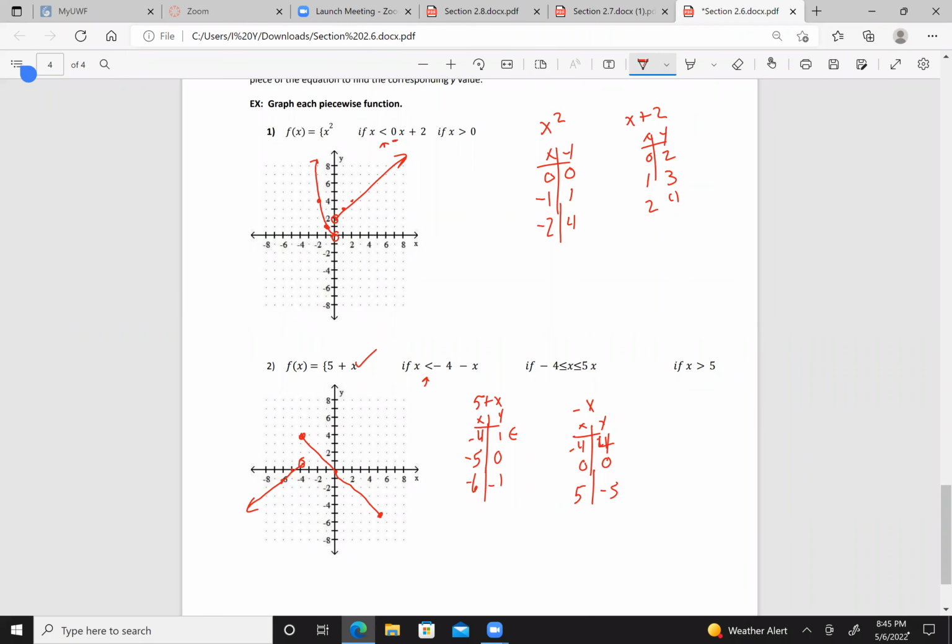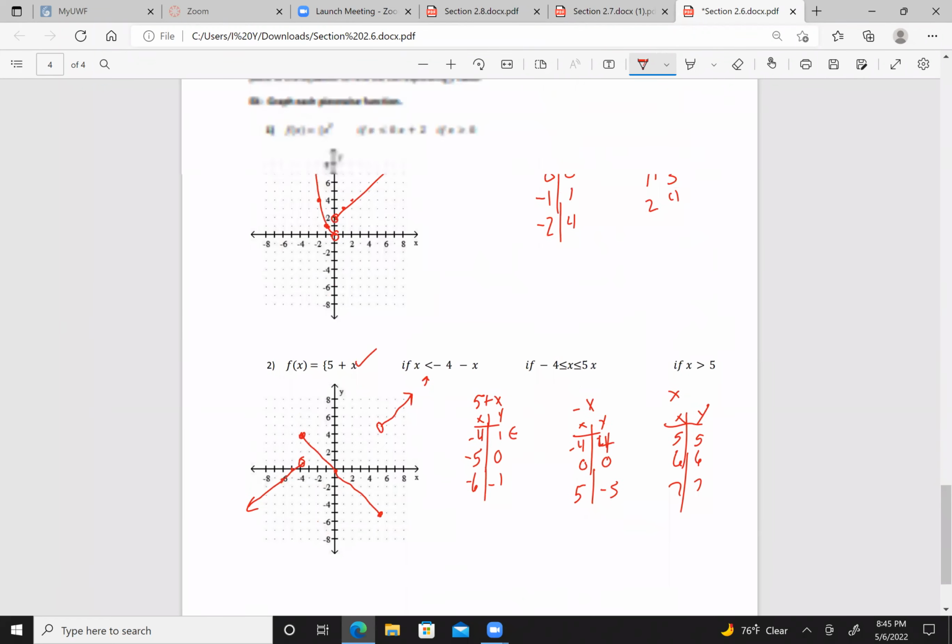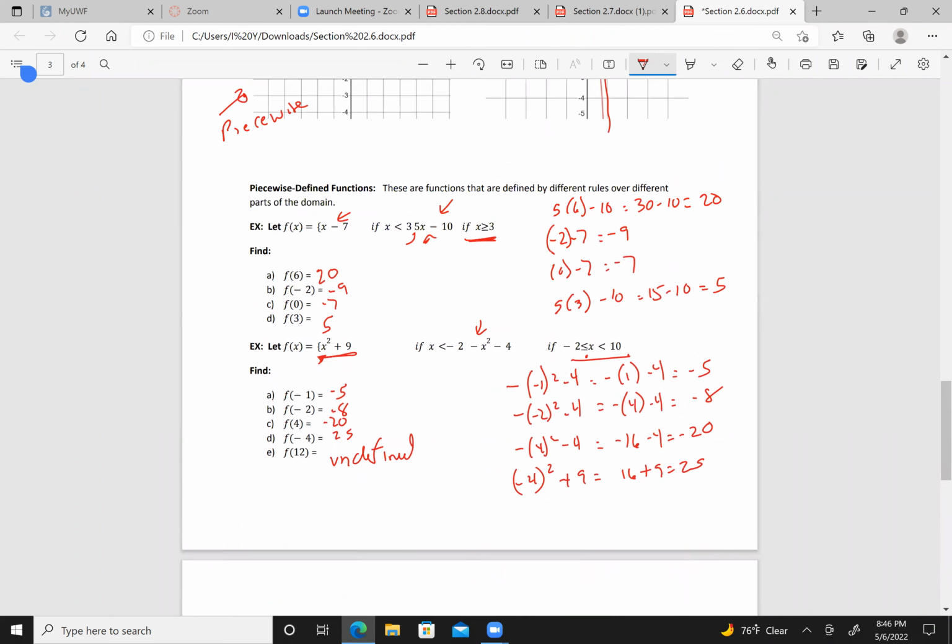Then our last function is simply x for x greater than 5. So if we use 5, we're going to get 5, but that one is not included. So we put an open dot there. 6 would be 6, and 7 would be 7, because we have to stay greater than 5. So that's what we're looking at. So there is our piecewise equation in 3 pieces. That finishes up this section.